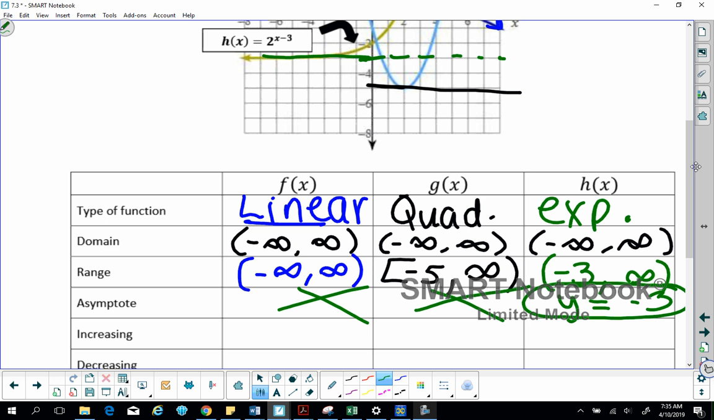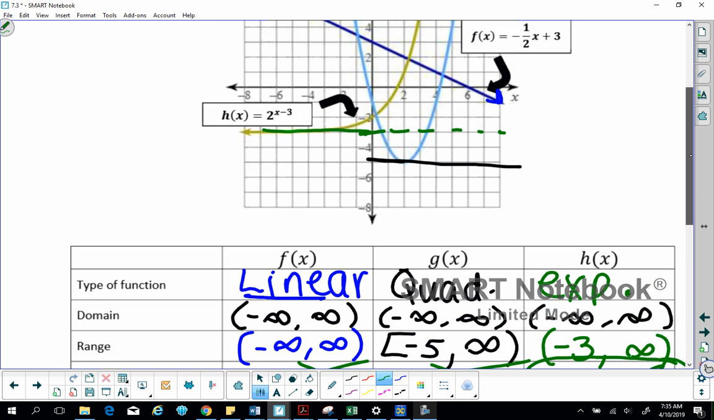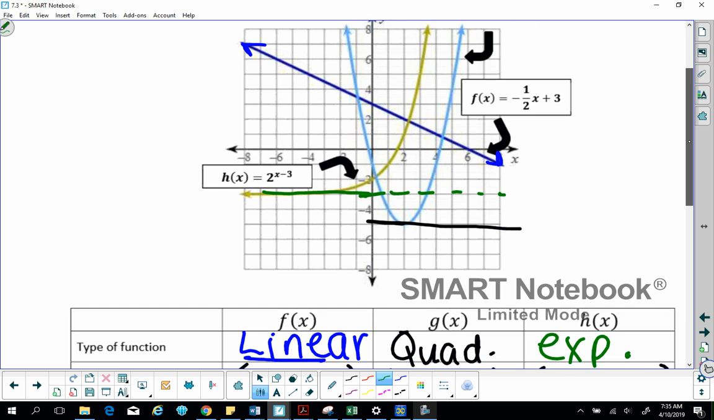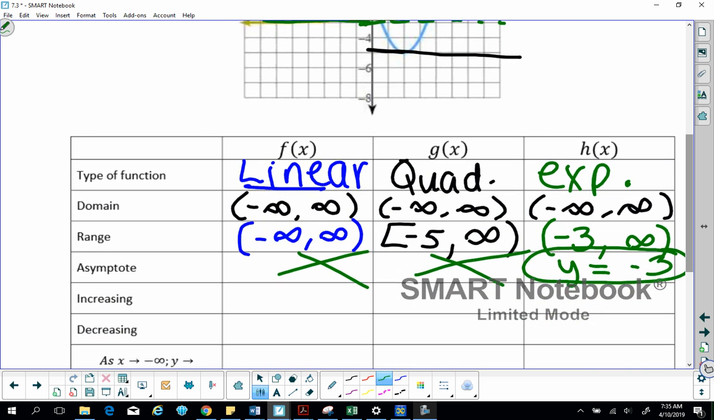All right, increasing. So let's look at this linear one. Is the linear one increasing or decreasing from left to right? The dark blue one. Which one? What is it? It's decreasing. So I'm going to put a check on decreasing. I'm going to cross out increasing.